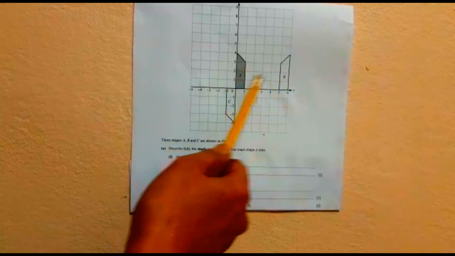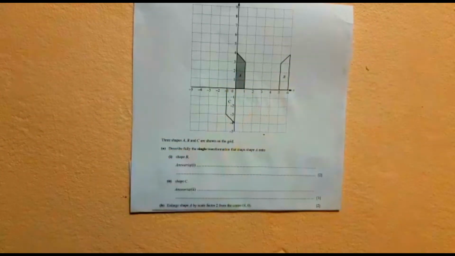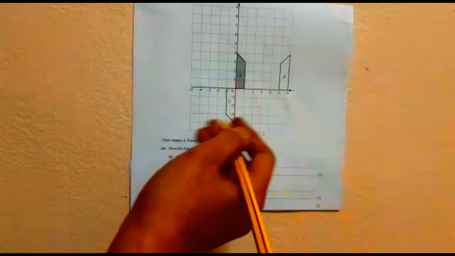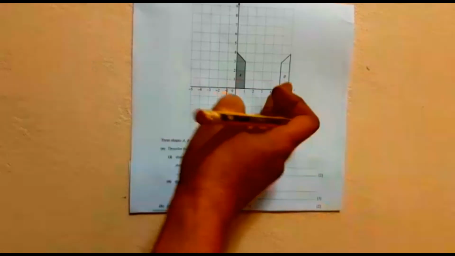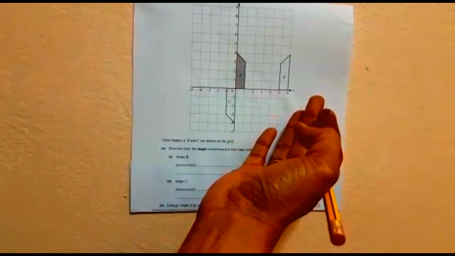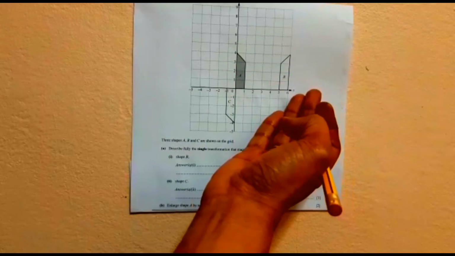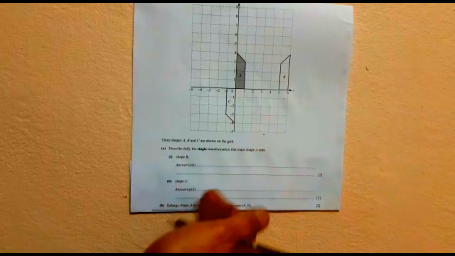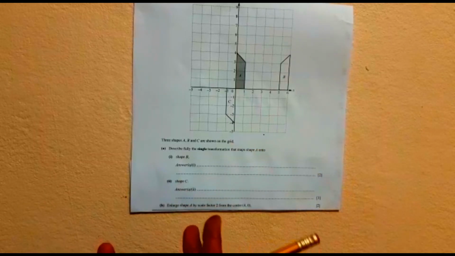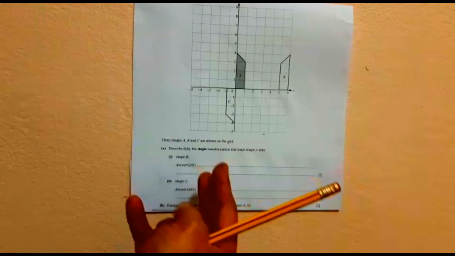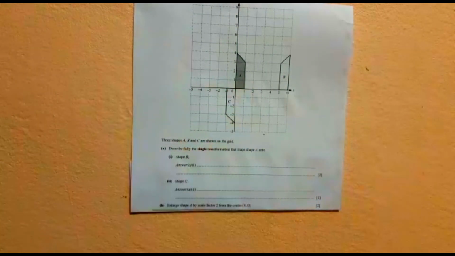This is the object and this is the image. Which type of transformation is this? By looking at the shape, you know this is a reflection only, because it is the same shape on the opposite side. You have to find the mirror line. For a reflection you need the mirror line and the name of the transformation, that is reflection. So 2 points, 2 marks you will get.